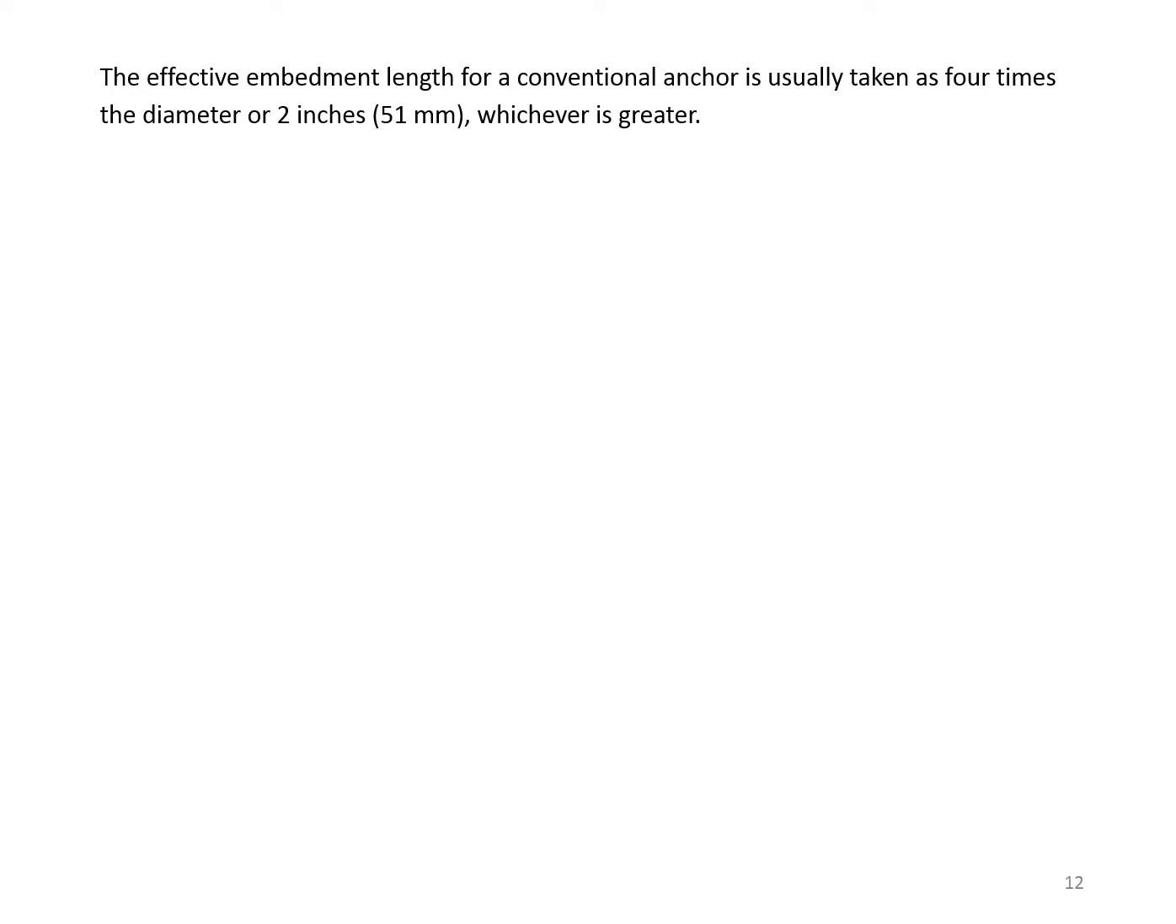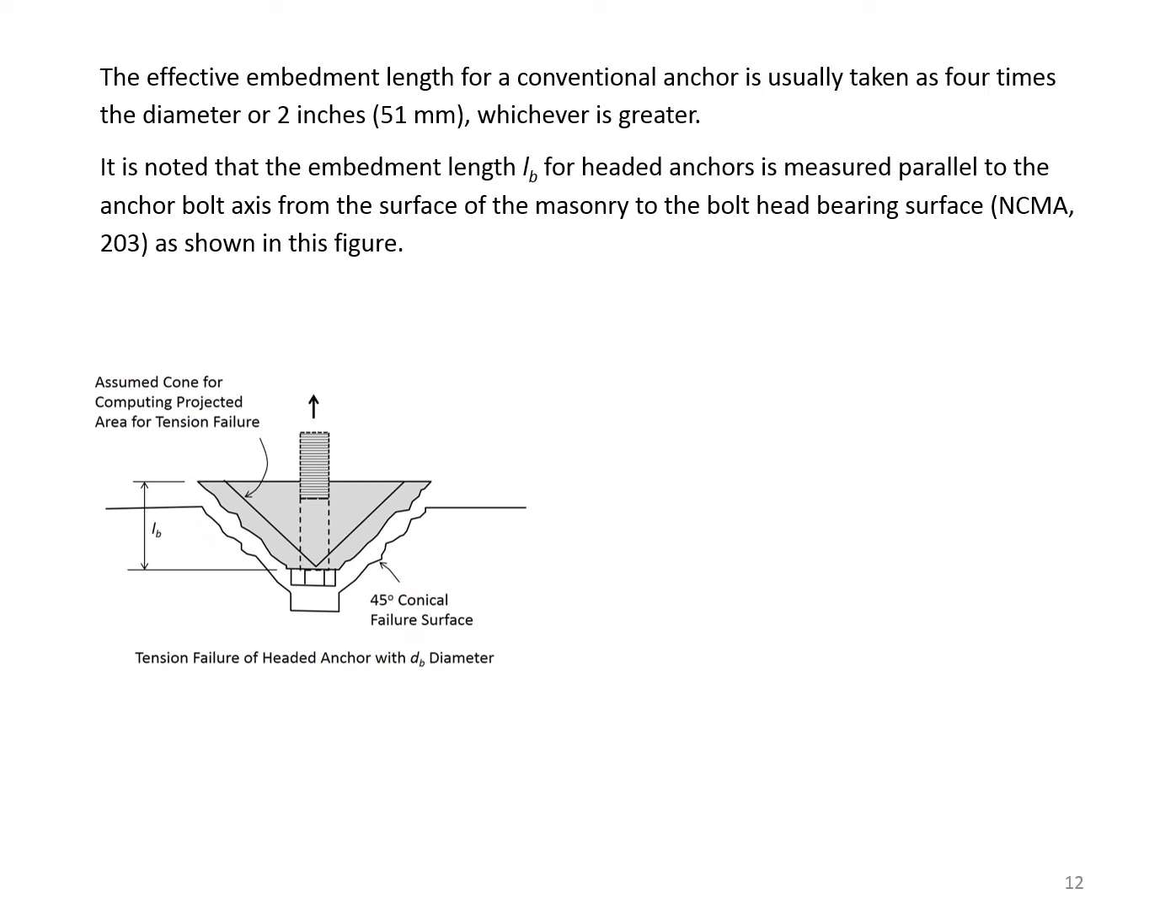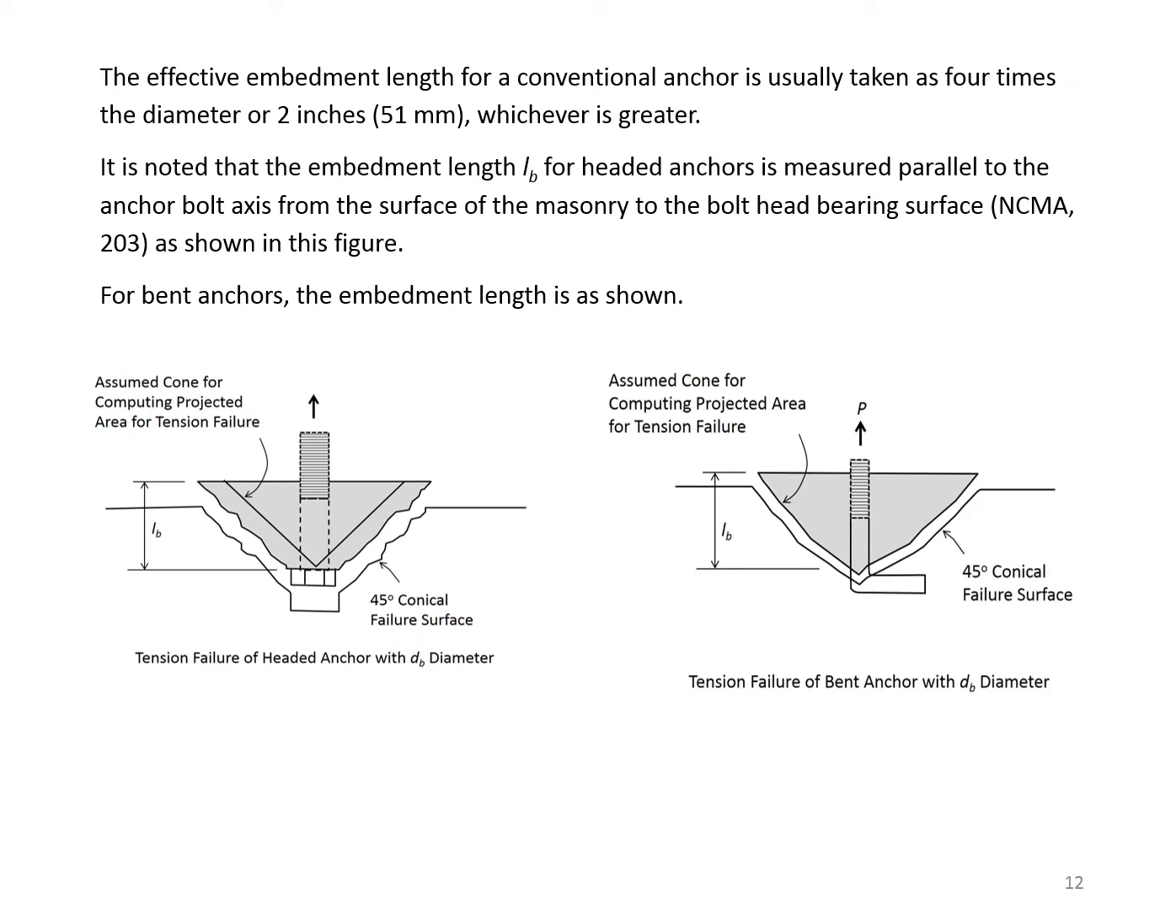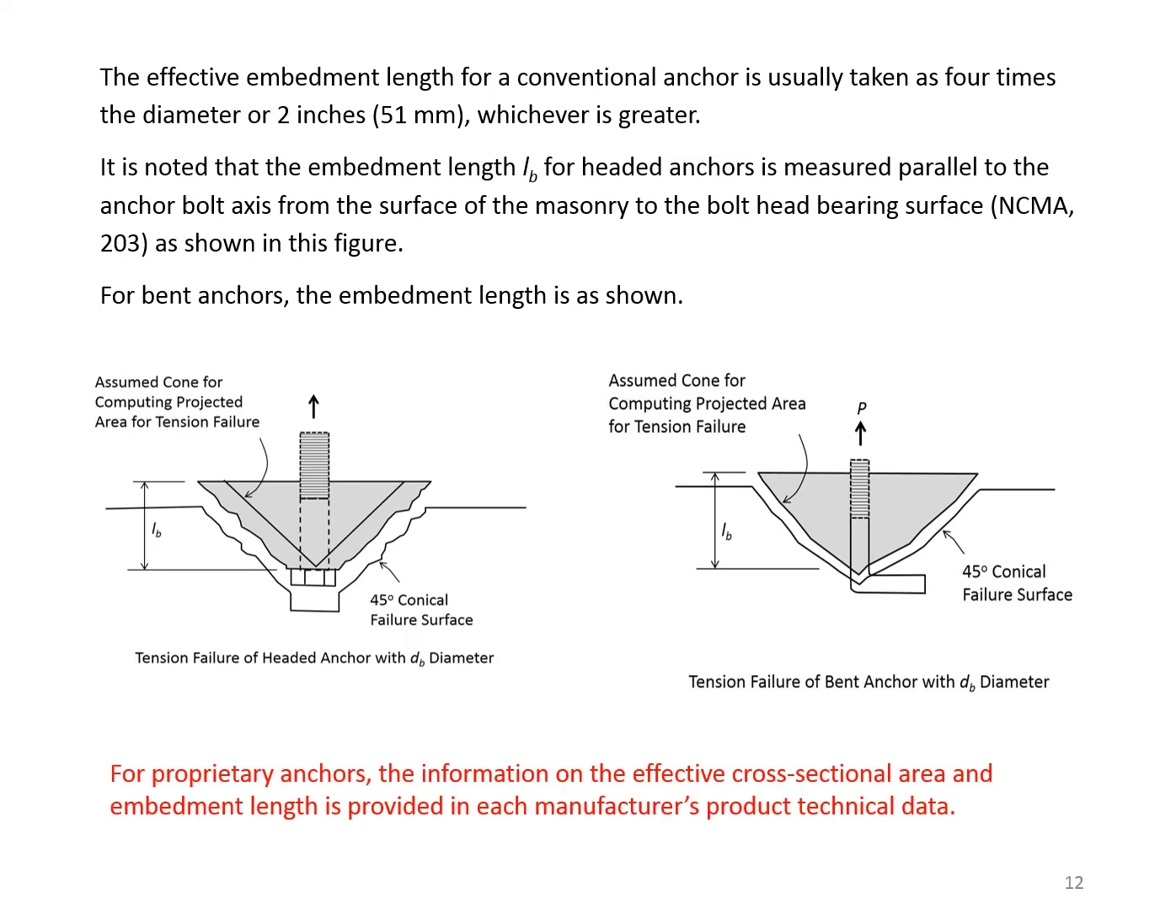The effective embedment length for a conventional anchor is usually taken as 4 times the diameter or 2 inches, whichever is greater. It is noted that the embedment length L_B for headed anchors is measured parallel to the anchor bolt axis from the surface of the masonry to the bolt head bearing surface, as shown in this figure. For bent anchors, the embedment length is also shown. For proprietary anchors, the information on the effective cross-sectional area and embedment length is provided in each manufacturer's product data.